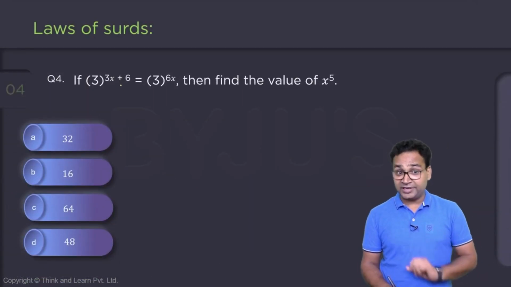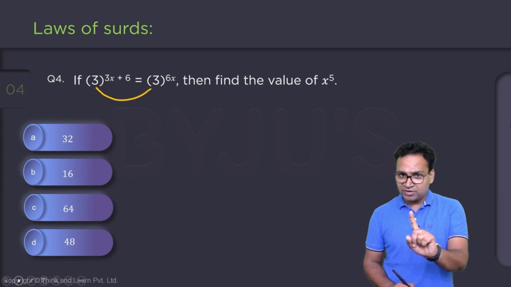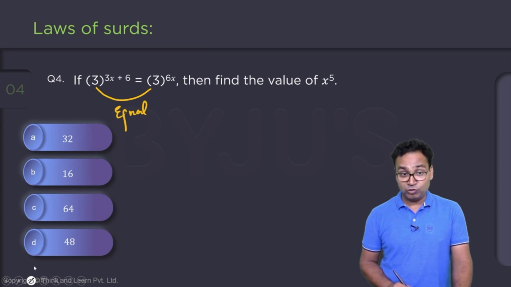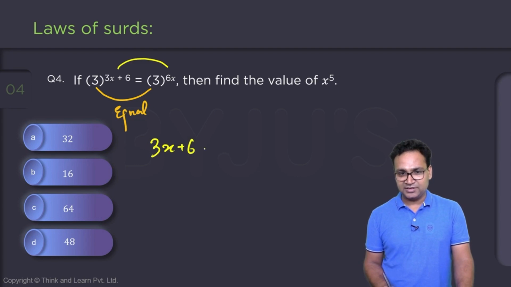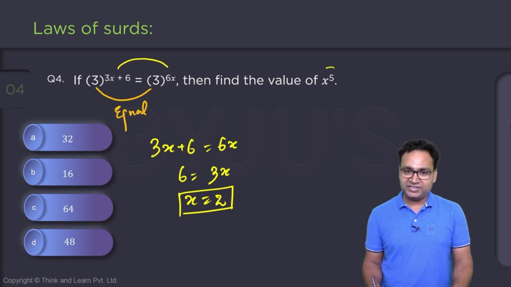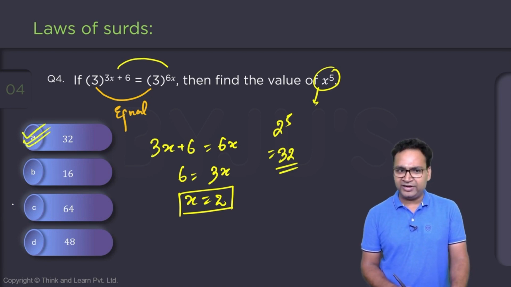Question number 4. This is a really important question. What is here? 3 and 3. The base is equal. If the base is equal, you can simply operate on powers. I have told you this. So here the powers are also equal. That means 3x plus 6 is equal to 6x. If you bring it here, it is 3x is equal to 6, or x is equal to 2. Once you get the value of x, that is 2, you can easily get x power 5. What is x power 5? 2 power 5. So what is your answer? 32. Learn the powers. I have told you this many times so far and I keep on reminding you this, right?